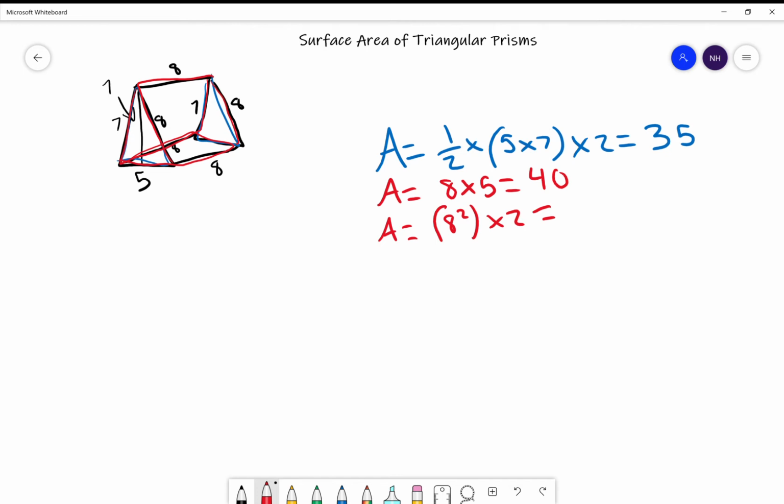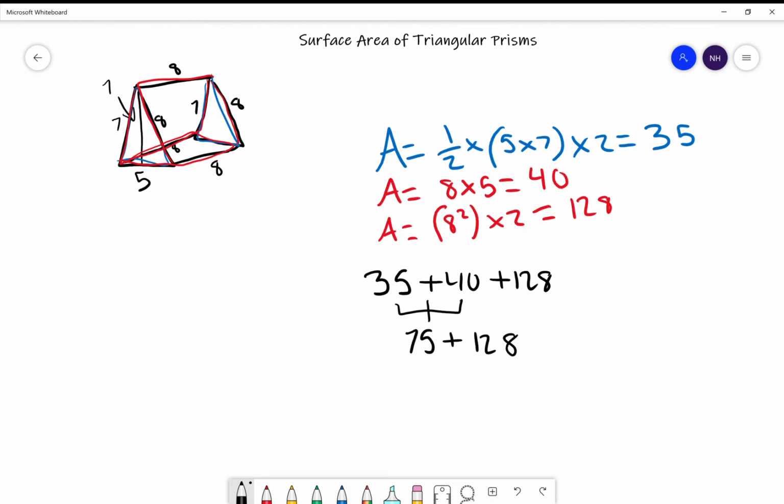I always like to show a little corner of where I can show my math. So that's 128. And now all we need to do is add those all up. So 35 plus 40 plus 128. I like to go down in steps like this. So 35 plus 40 is 75, plus 128. Over here we can just do that, but you can always use a calculator.